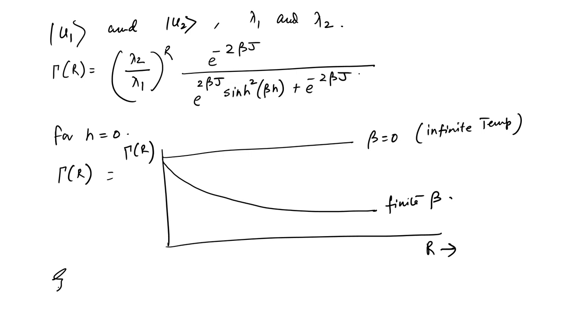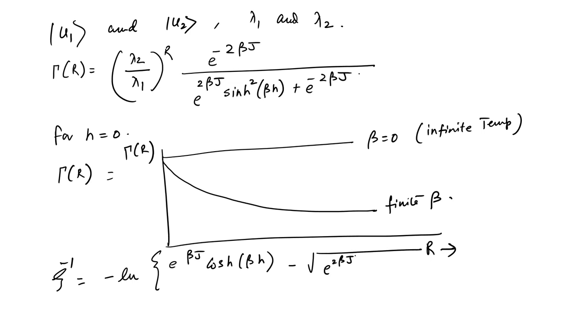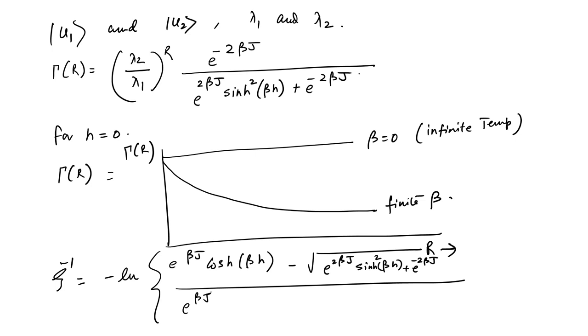as so xi inverse, 1 over xi, is equal to minus log of exponential beta J cosh beta H, of course at H not equal to 0, plus square root of exponential 2 beta J sinh squared beta H plus exponential minus 2 beta J, and then divided by exponential beta J. I mean this log will have both: exponential beta J cosh beta H, plus the square root of exponential 2 beta J sinh squared beta H plus exponential minus 2 beta J.